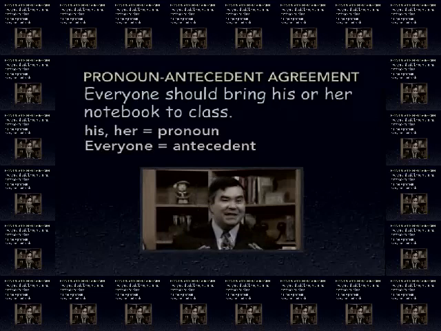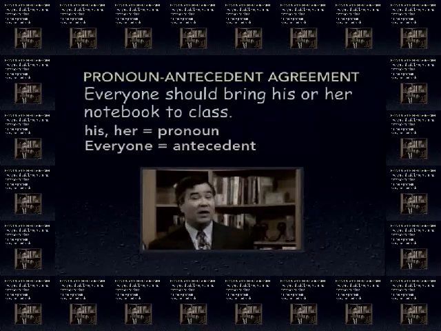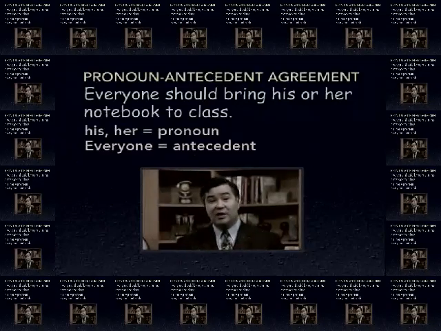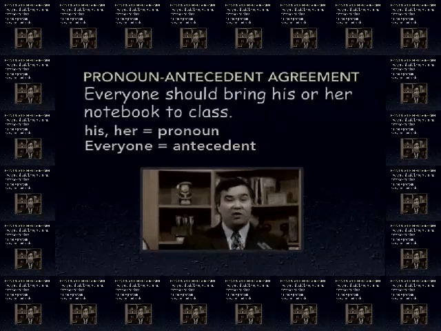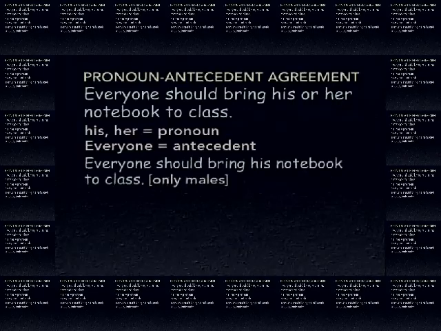For instance, suppose this happened to be a class made up of nothing but men. Perhaps it's a class on how to be a better father, in which case we would know that everyone in the class is a male, and we could assume then that everyone refers only to males. And we would write the sentence differently. We could say, everyone should bring his notebook to class.